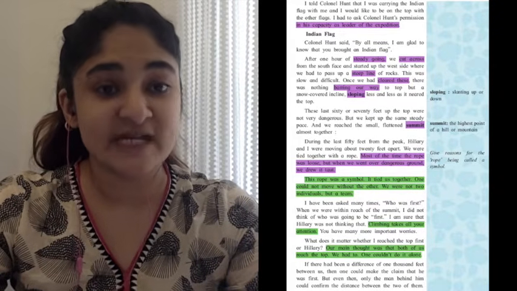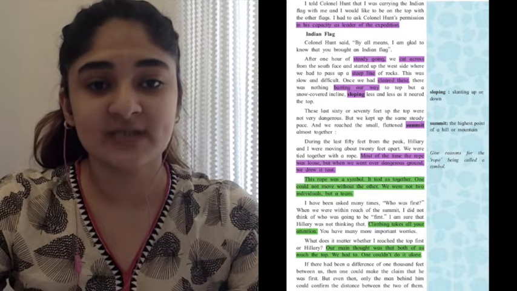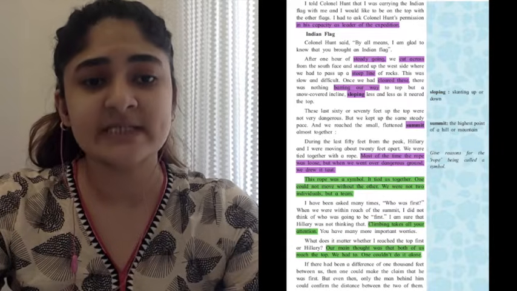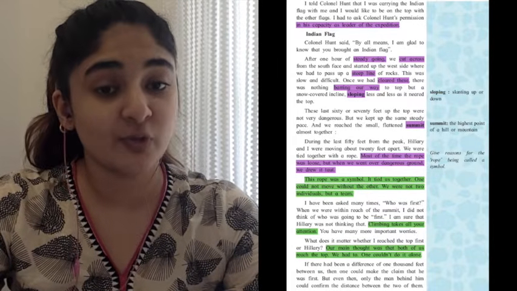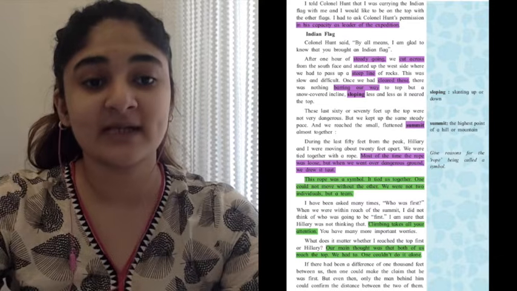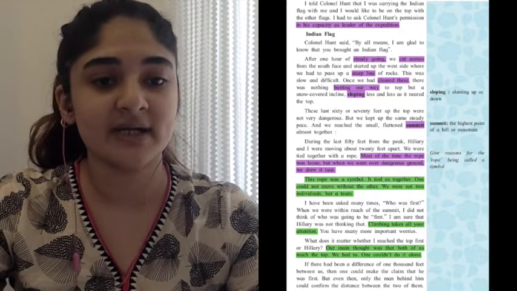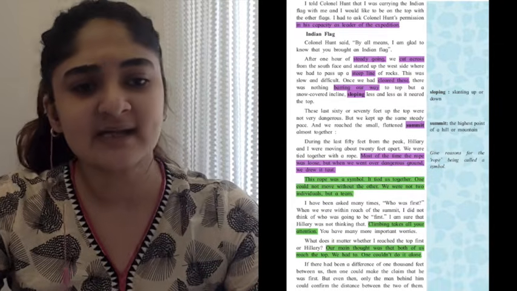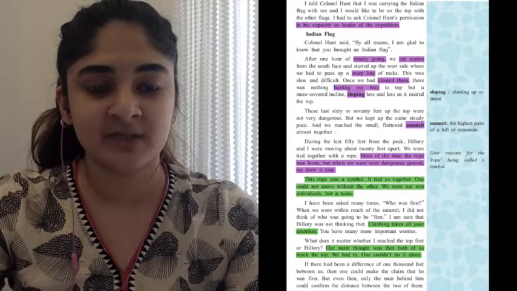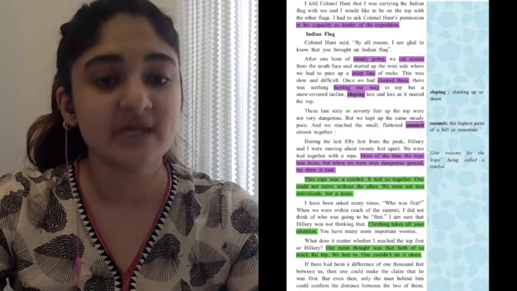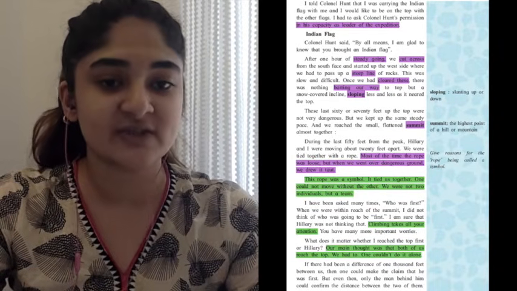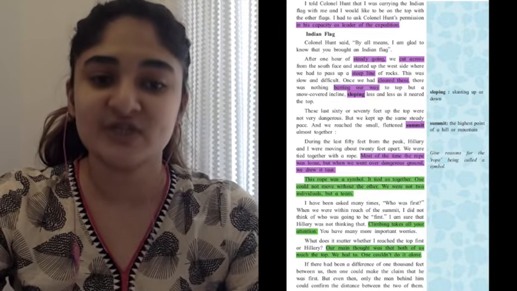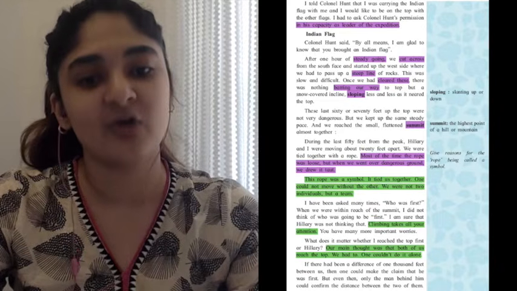After 1 hour of steady going, we cut across from the south face and started up the west side, where we had to pass up a steep line of rocks. This was slow and difficult. Once we had cleared these, there was nothing barring our way to the top but a snow-covered incline, sloping less and less as it neared the top. These last 60 or 70 feet up the top were not very dangerous, but we kept up the same steady pace, and we reached the small flattened summit almost together.